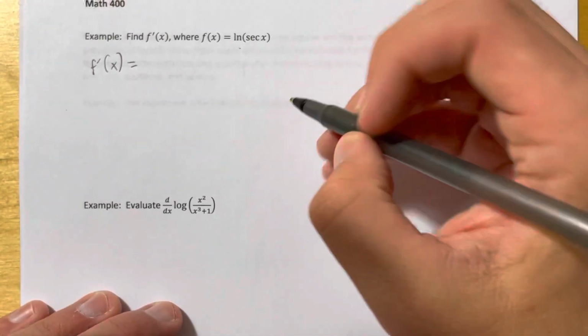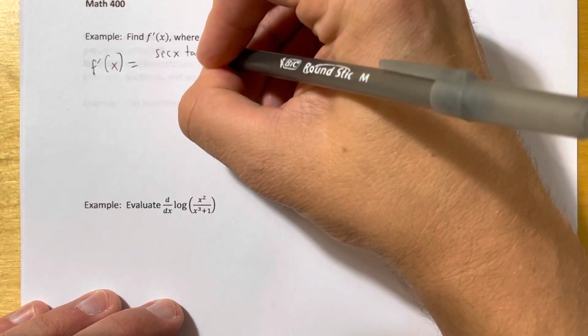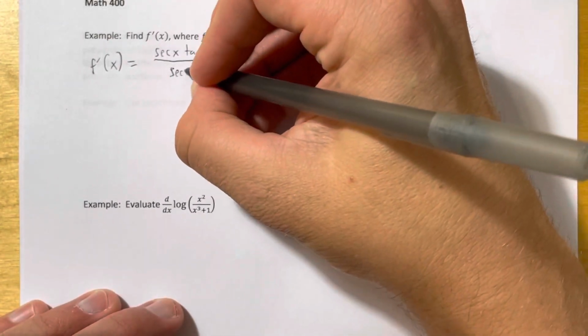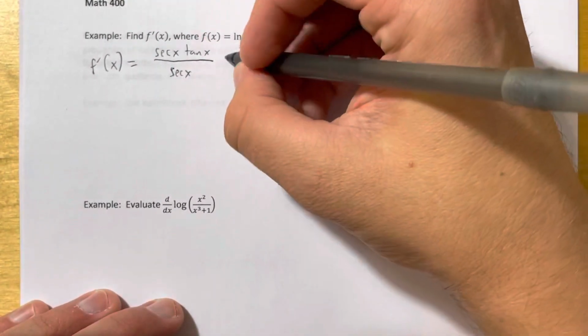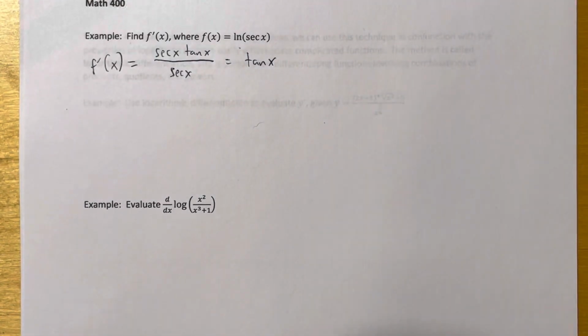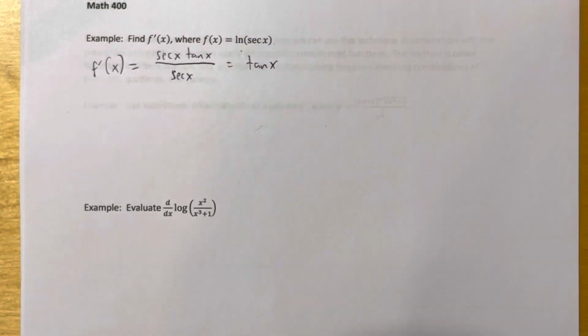So what is the derivative of secant of x? Well, it's secant of x tangent of x. And that's being divided by the original function, secant of x. But notice that the secants cancel each other out, and I get this much simpler function, tangent of x. So that's pretty interesting.